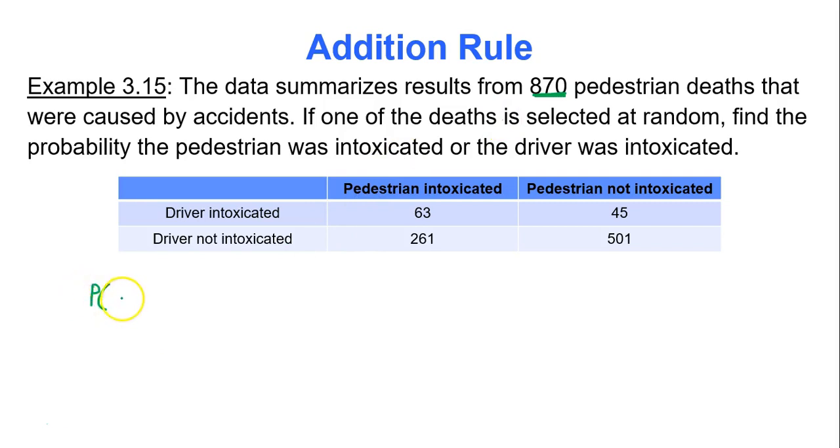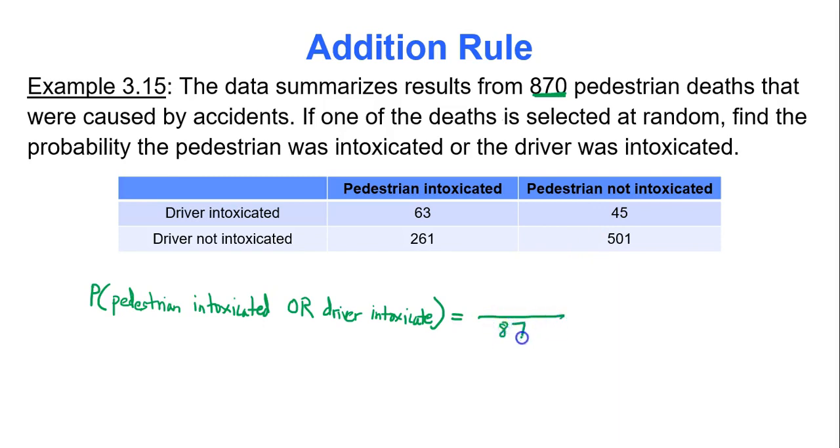intoxicated. So I'm finding the probability that the pedestrian was intoxicated or the driver was intoxicated. So any of these data values where the pedestrian was intoxicated or the driver was intoxicated will be included in our favorable outcomes. So out of 870 pedestrian deaths, how many did we have for the pedestrian intoxicated? Well, that's the 63 and the 261.